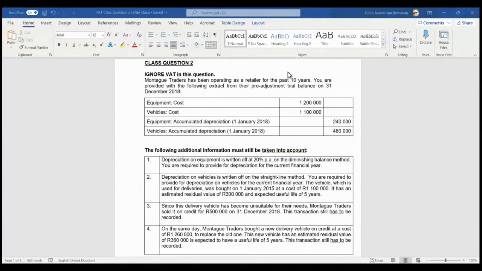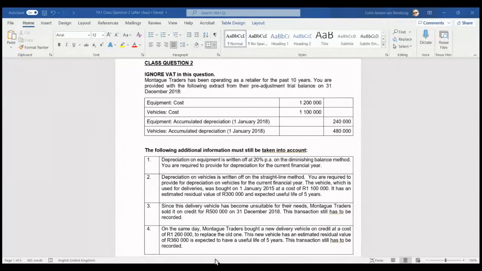Good morning again, students. Right, so now we are going to start looking at class question 2. I'll try to keep my eye on the chat, but when I'm actually working in the Word document, I can't see the chat. Every time I hear a message coming through, I'll try and have a look at that.